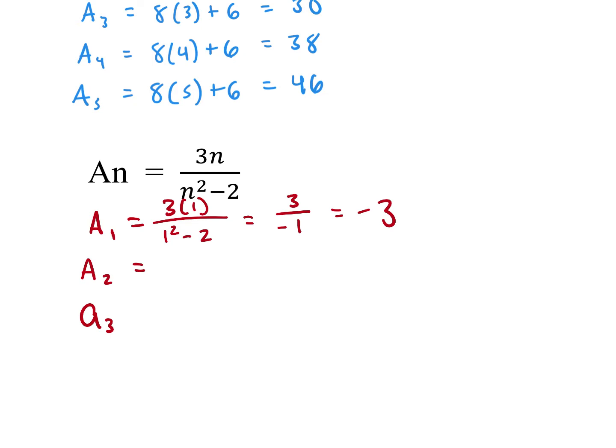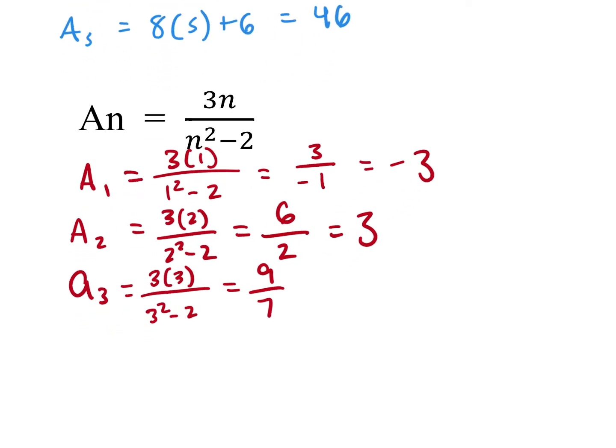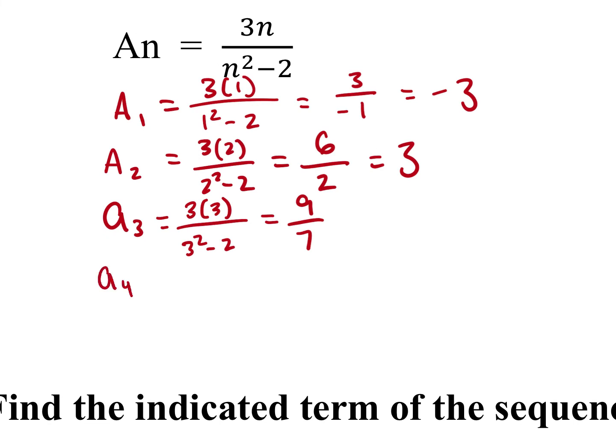Alright, so we plug in 2, we get 3 times 2 over 2 squared minus 2. So 3 times 2 is 6. 2 squared would be 4, 4 minus 2 is 2. And how do we simplify 6 over 2? 3. Yes. So when I plug in 3, I have 3 times 3 over 3 squared minus 2. So this is 9 over 3 squared is 9, minus 2 is 7. Can I simplify this one? Nope.